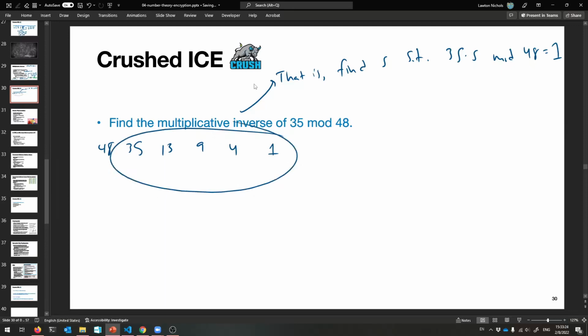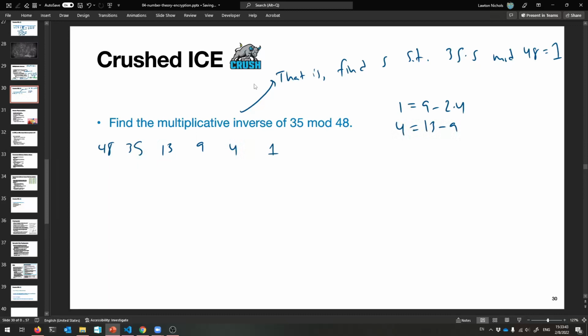So now we build up all our equations so that we can eventually express 48 and 35 and get 1, right? So let's work with 9, 4, and 1. 1 equals 9 minus 2 times 4, right? And then 4 equals just 13 minus 9. And then let's work with these 3. 9 equals 35 minus 2 times 13, right? And then finally, 13 equals just 48 minus 35. It only went in once.